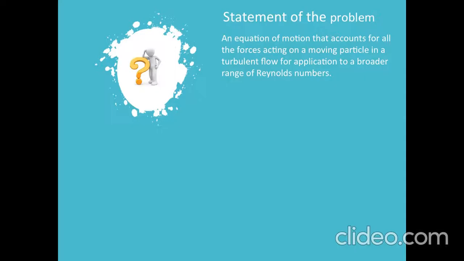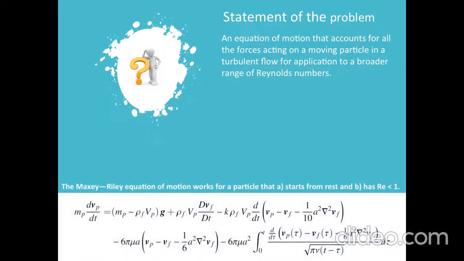Equation of motion, basically for a particle that is moving in any flow, the equation of motion considers all the forces acting on the particle. For example, here I'm showing the Maxwell-Riley equation, one of the famous equations of motion. On the left side, you see it's just the mass of the particle multiplied by acceleration, so it's Newton's second law. P denotes the particle, F for the flow.